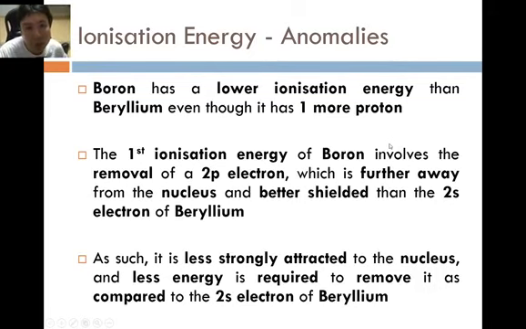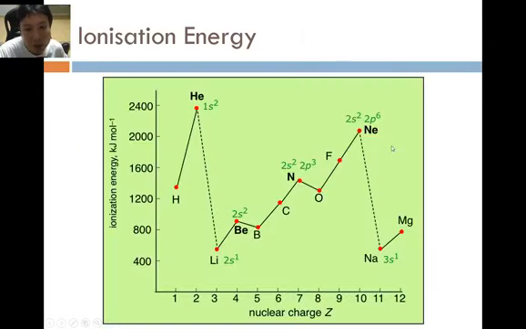Boron has a lower ionization energy than beryllium, even though it has 1 more proton. Let me emphasize again the key to doing such a question, to figuring out this anomaly. At the end of the day, you should really remember that there are actually 2 anomalies, and you should remember the reason for it. Having known the reason, you'll be able to deduce which 2 elements are the ones that have this anomaly.